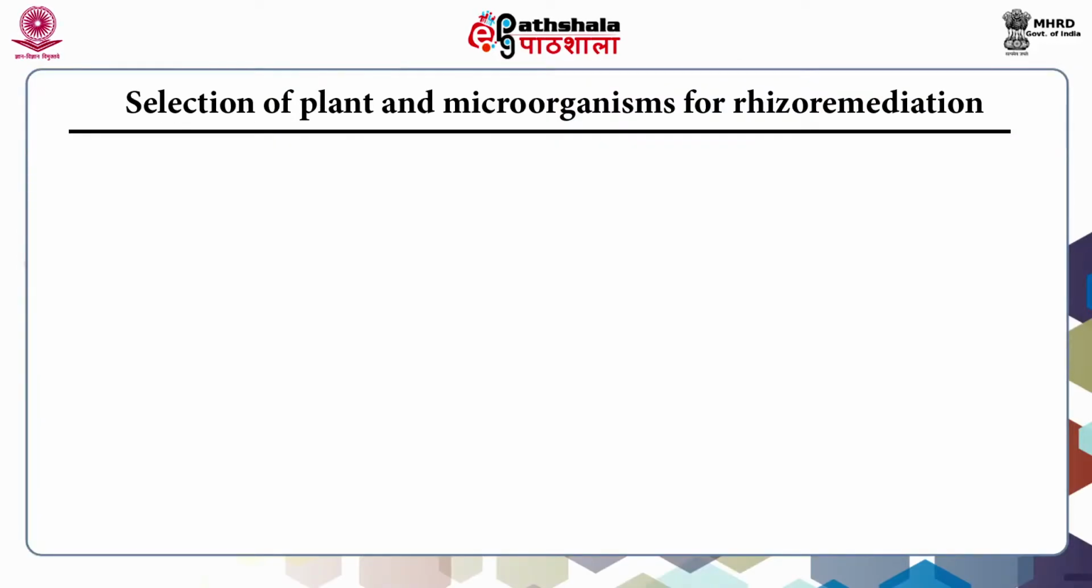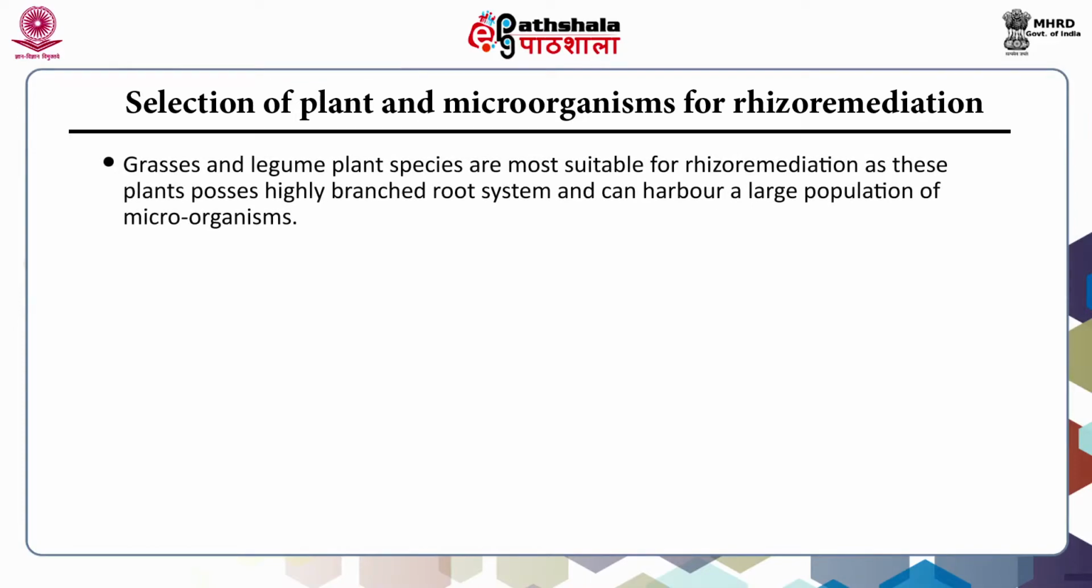Now, let us see how you select a plant and microorganisms to perform rhizoremediation. Generally, grasses and legumes are said to be the most suitable species for rhizoremediation, because they possess a highly branched root system which can support the growth of a large population of microorganisms.